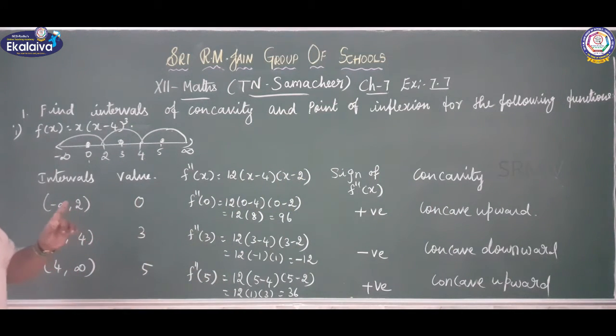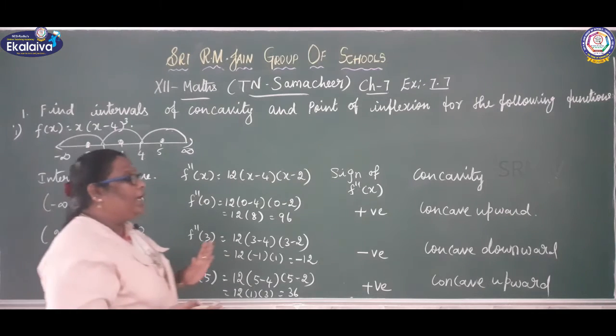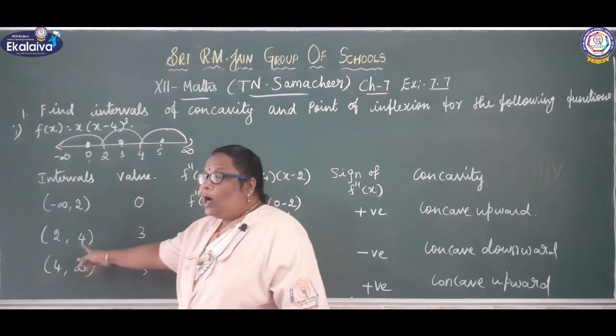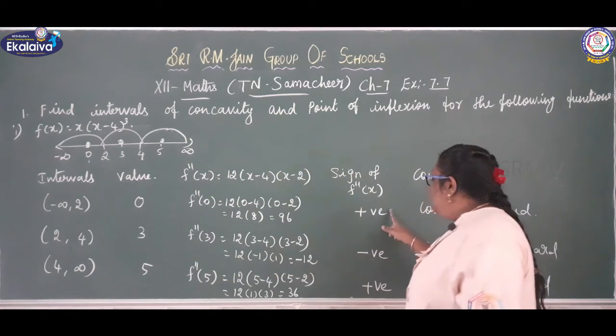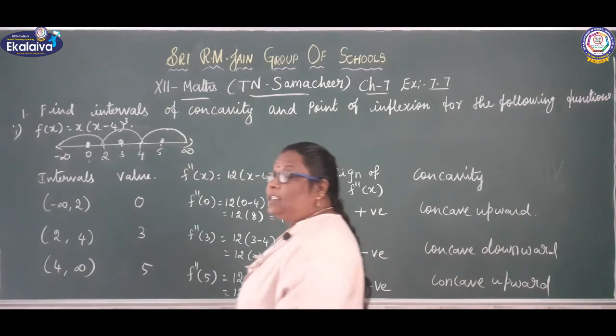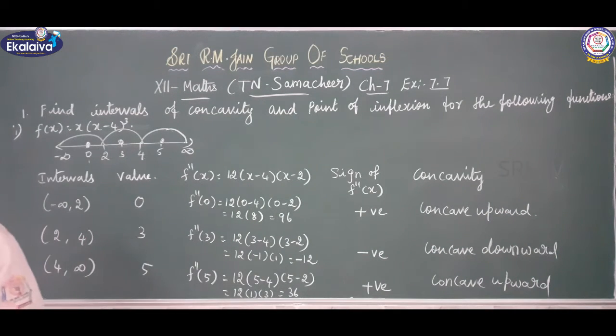You observe this tabular column. See the tabular column: concave upward on minus infinity comma 2 and 4 comma infinity, and concave downward on 2 comma 4. So, f double dash of x changes its sign in the interval 2 comma 4.